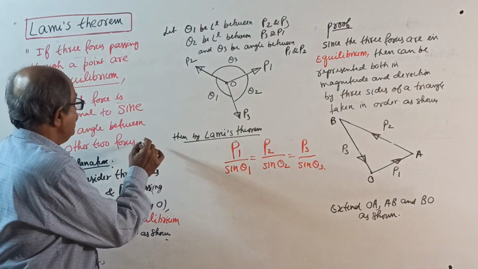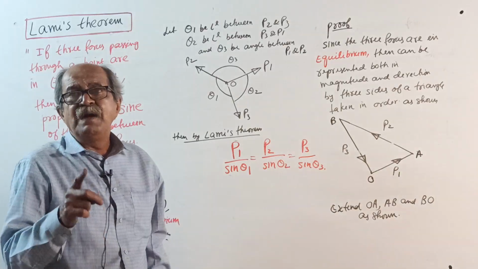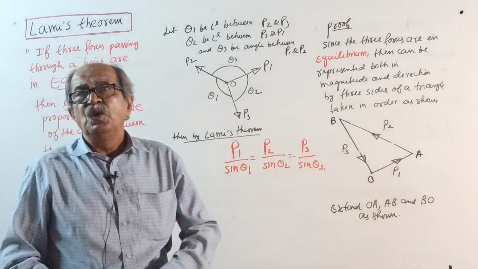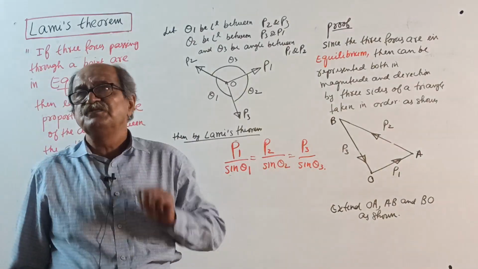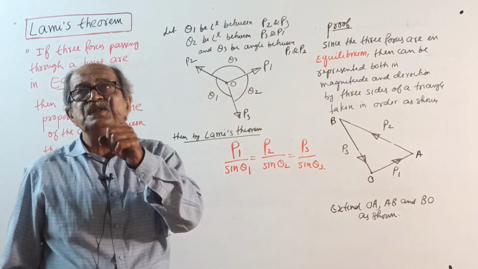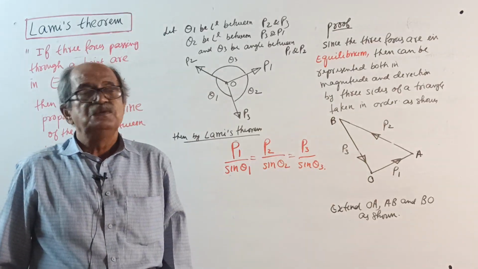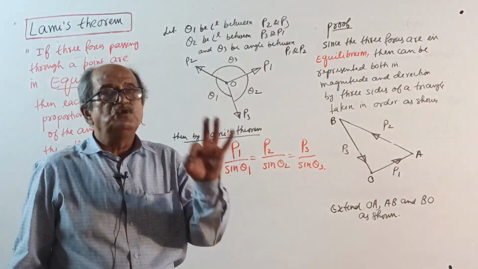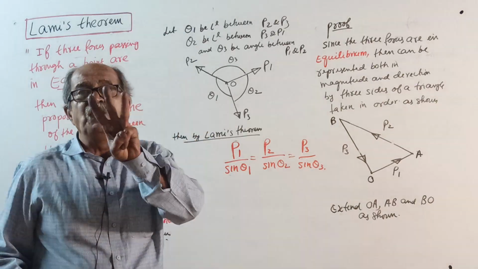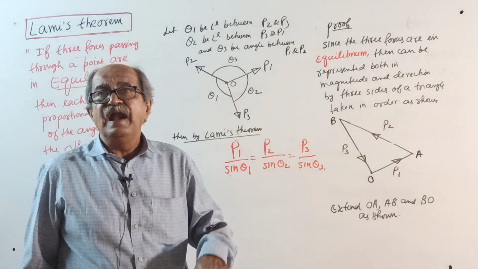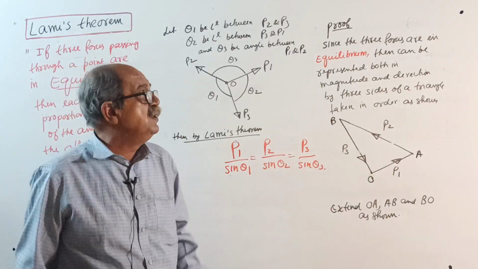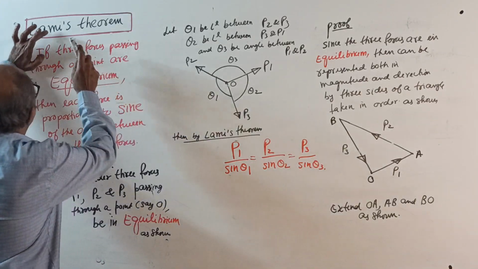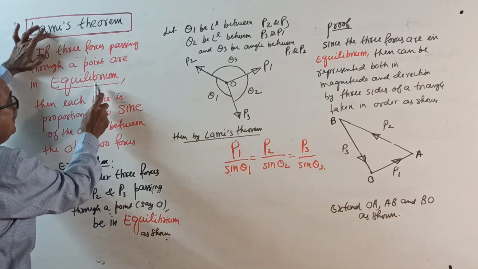First you have to make a note. Lami's theorem is applicable only for three forces, and they should be passing through a point. It is not applicable for general coplanar forces. It should be concurrent. Three forces are there and they should be in equilibrium. Very important. It is applicable only when the three forces are in equilibrium.